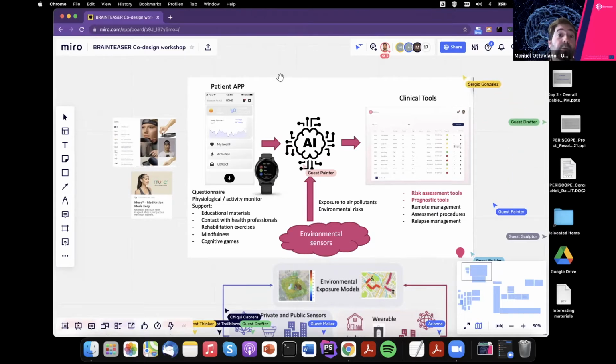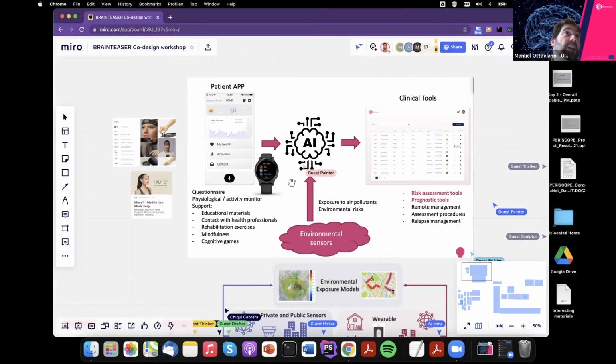Then we consider designing an app to be used as a daily companion for the patient, to receive support and also to provide information to the health professional. At the same time, we would like to give the user a wearable device. We are thinking of buying some Garmin wearables in order to also track some physiological data and some activity data.